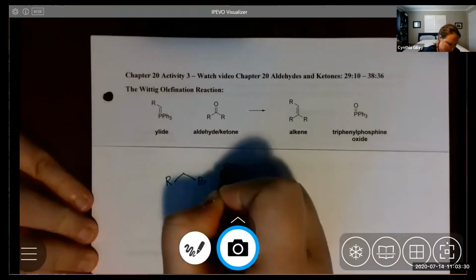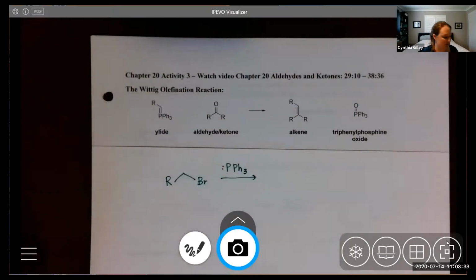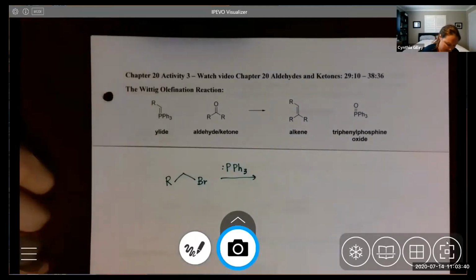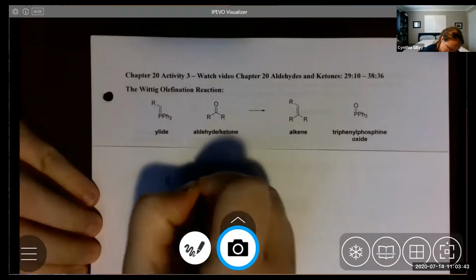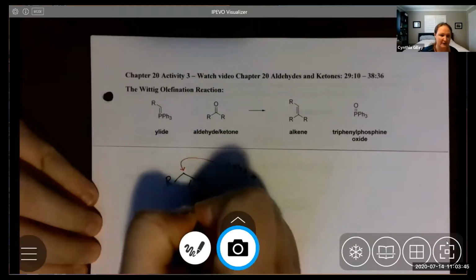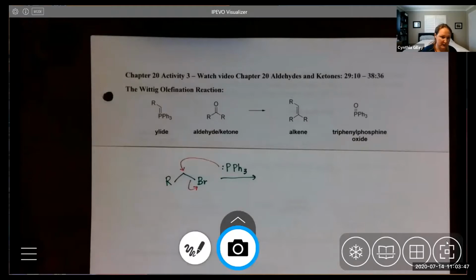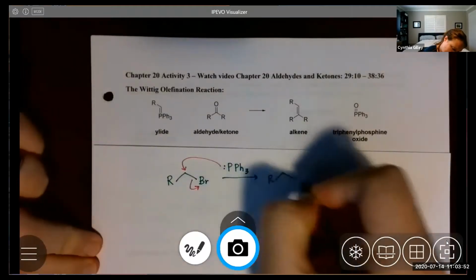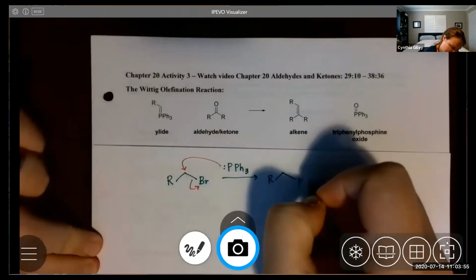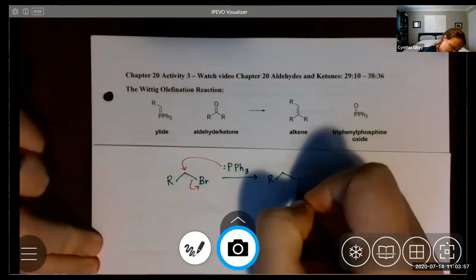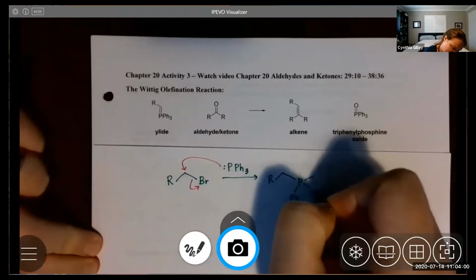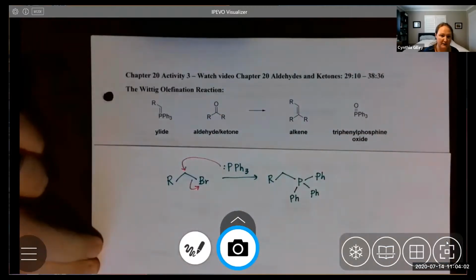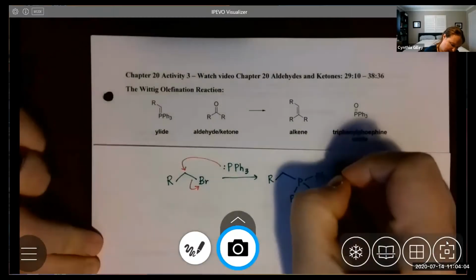Just remember that phosphorus is kind of like nitrogen. It's right under nitrogen on the periodic table, so it has a lone pair, and it can act as a nucleophile like nitrogen. Triphenyl phosphine is pretty nucleophilic and can do an SN2 reaction to kick out a bromide. And then if you draw them all out, three phenyl groups are attached to the phosphorus, and the bromide is kicked out.